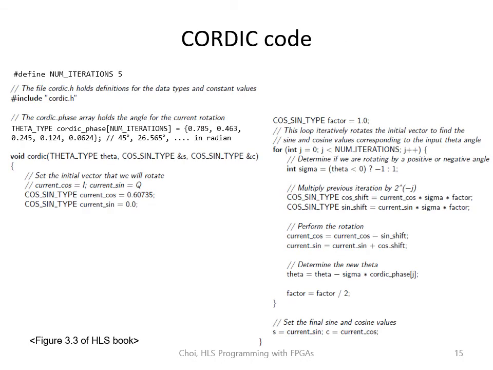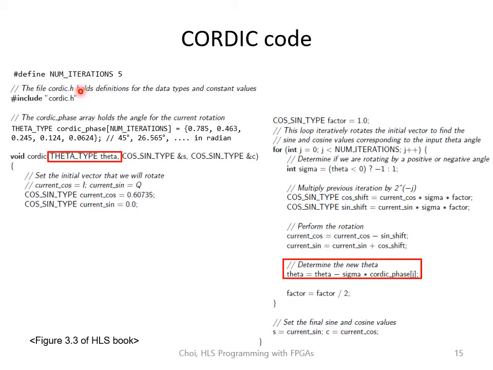Now that we have seen the algorithm description, let's look at the actual C code. This is the baseline code from our textbook. This part of code goes after this part of the code. Take a look at the function argument. Given the input data, we want to produce the sine and the cosine values of data as the output. And let's assume that the number of iterations is 5.